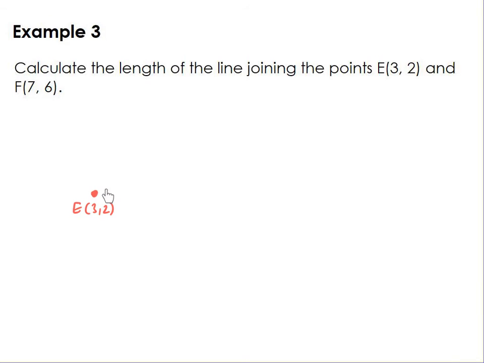Now where would 7, 6 be? Well, it's definitely further along and up somewhere. It doesn't need to be completely accurate. So I'm going to put 7, 6 there. The next thing I'm going to do is I'm going to draw a line between these 2 points. And then I'm going to form my little triangle. So I'm going to dot my line along and my line up and down.